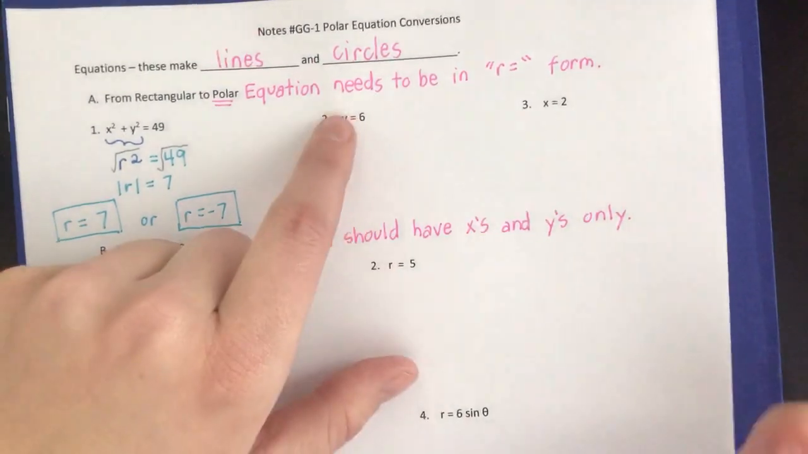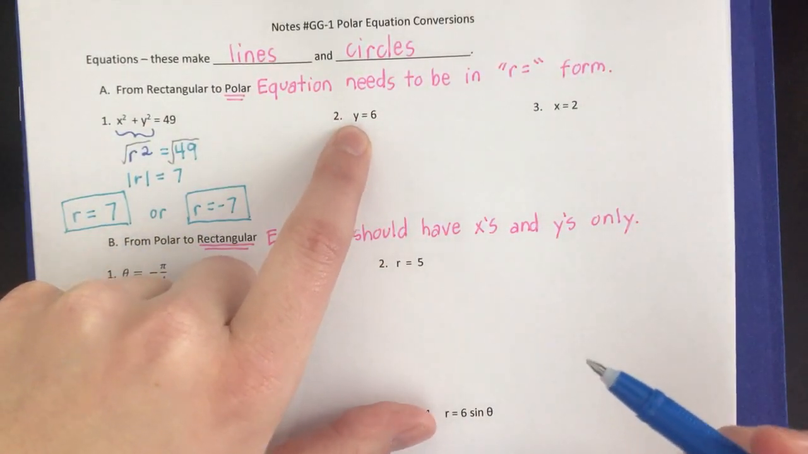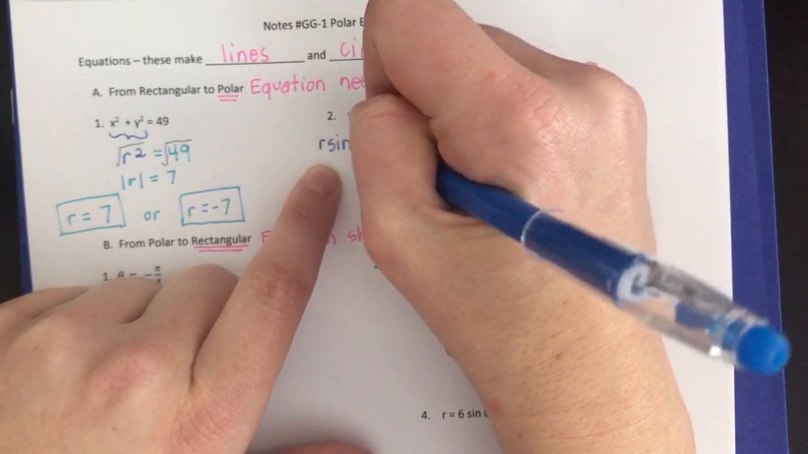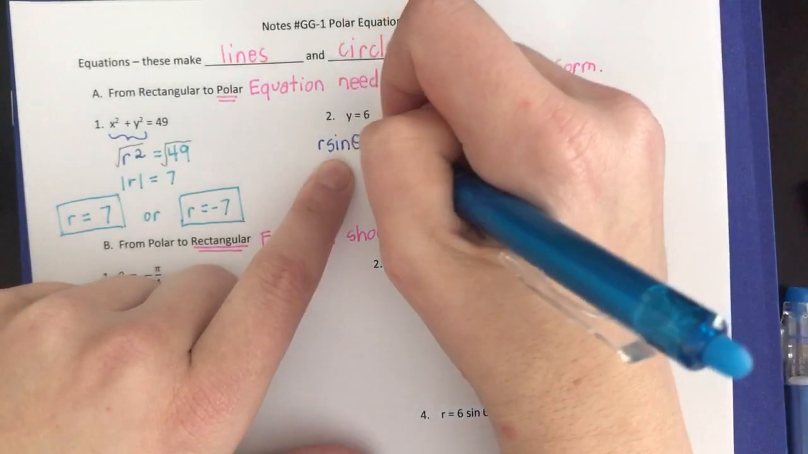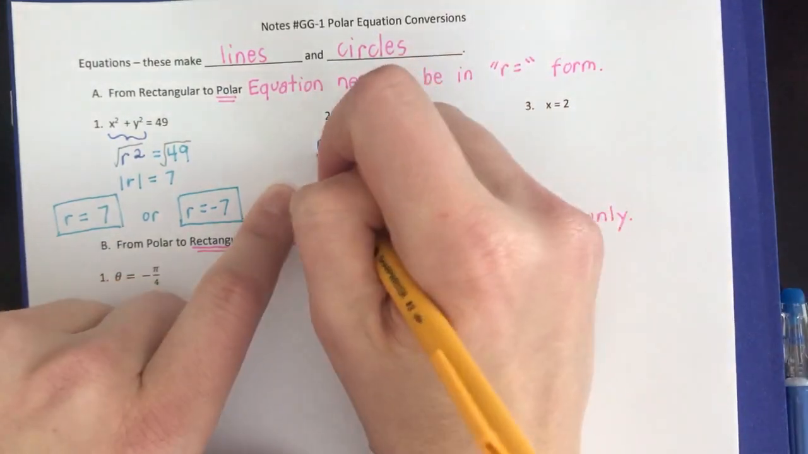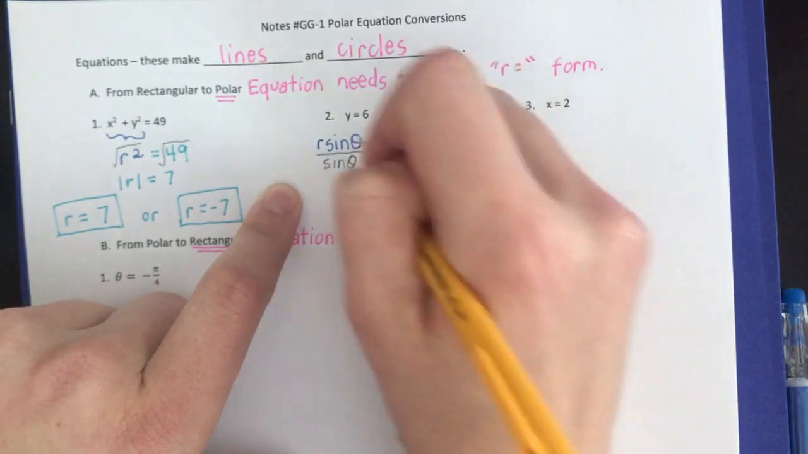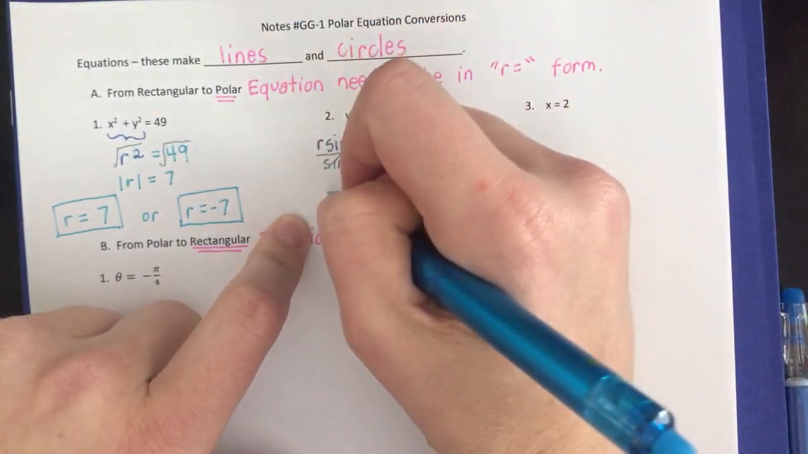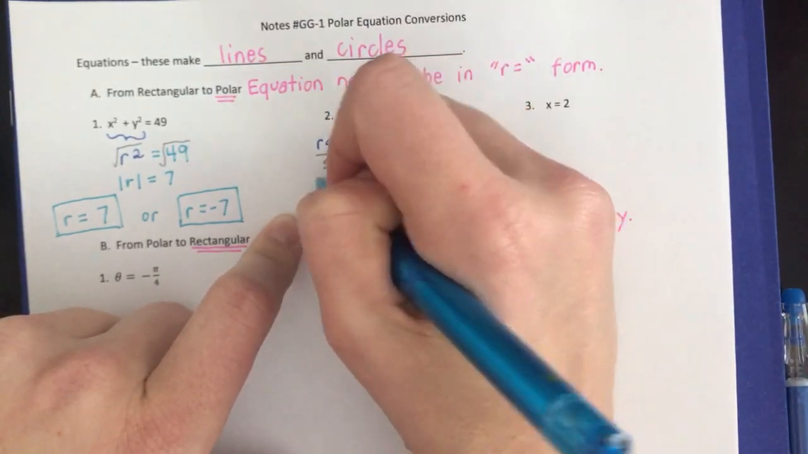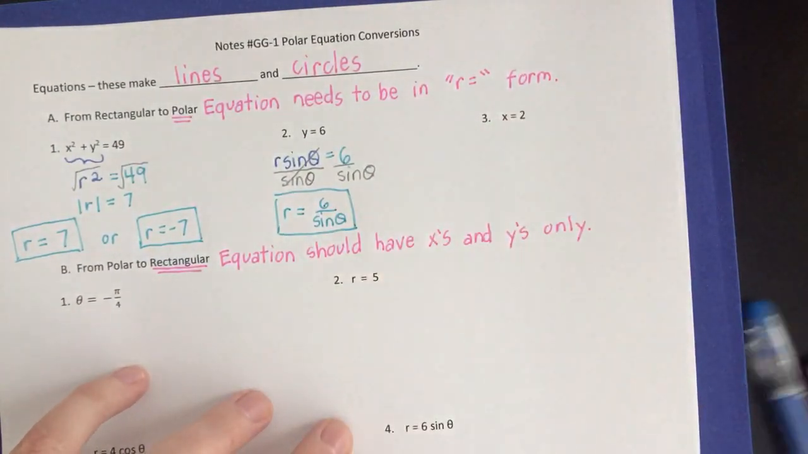On number 2, y equals 6. We don't want y, we want r. So we know that y equals r sine theta. We're going to plug in r sine theta for y, so r sine theta equals 6. Get r completely by itself by dividing by sine theta, so you would get r equals 6 over sine theta. That's your final answer.